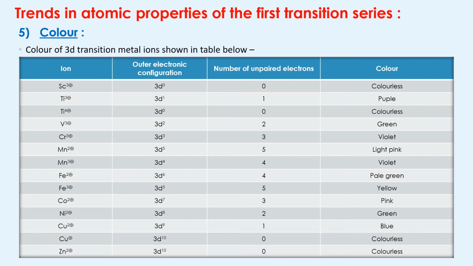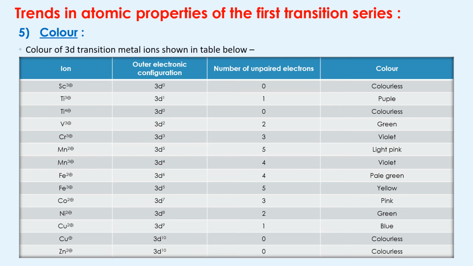Okay. Next, 3 unpaired electrons for cobalt 2+, so that appears pink in color. Okay. Next is manganese in the +2 oxidation state, whose number of unpaired electrons will be 5 and its color will be light pink. And for manganese 3+, the number of unpaired electrons will be 4, and it appears violet in color. And iron in the +2 oxidation state has 4 unpaired electrons and appears pale green. Okay. Iron in the +3 oxidation state has 5 unpaired electrons and appears yellow.